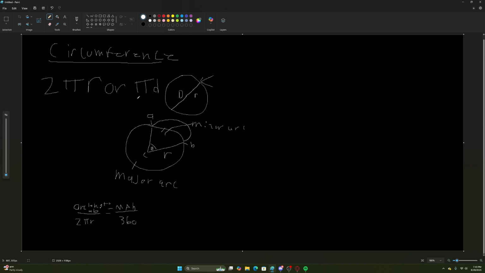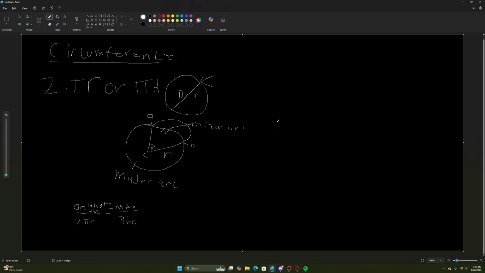Now, what does that mean exactly? Well, the arc length of AB, meaning this portion of AB, is going to be over the circumference. And that should be equal to the measurement of AB. That just means this little measurement of theta here.